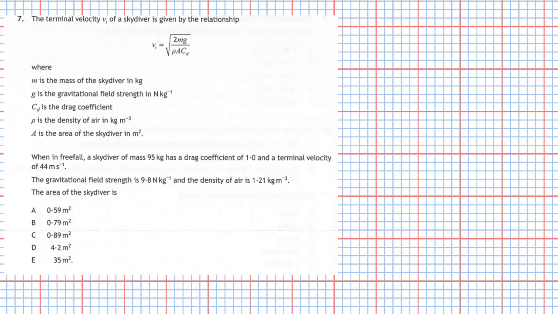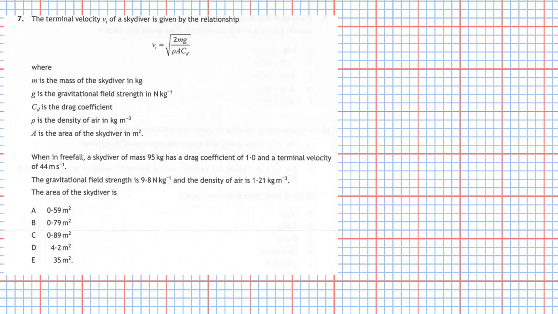Question 7 from Section 1 of the 2019 Higher Physics Examination. We're given an equation that we've not even seen before. The terminal velocity Vt of a skydiver is given by the relationship, and it's a complicated looking one. Vt equals the square root of 2mg divided by rho a and capital C small d.